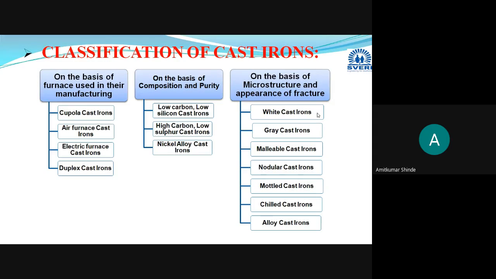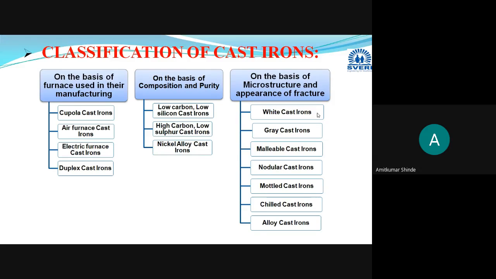Now, in the gray cast iron, free carbon will be available. In white cast iron, free carbon is not available. Free carbon means only carbon, not in the combined form. Here free carbon will be available in the form of graphite. Whenever you observe their microstructure under the microscope, you will be able to find flake-like structures, meaning dark flakes will be there.